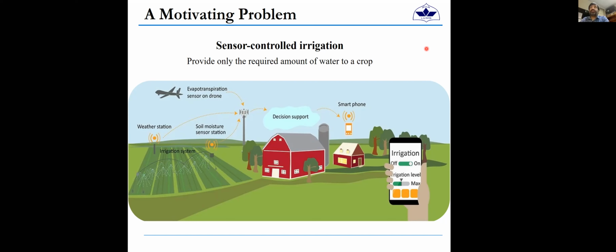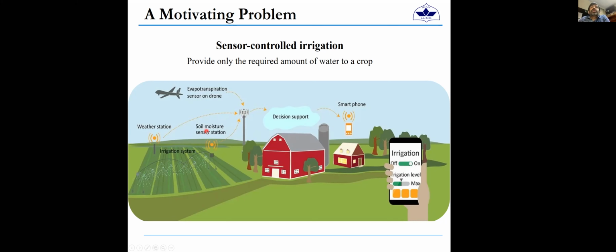So what do we do in sensor controlled irrigation? We have a system deployed here in the field, which is an irrigation system. These are valves controlled by a very intelligent controller, and these controllers are operated by, for example, this person who has a mobile application. The decision is made on the basis of these sensors. The most important sensor you can see here is the soil moisture sensor.